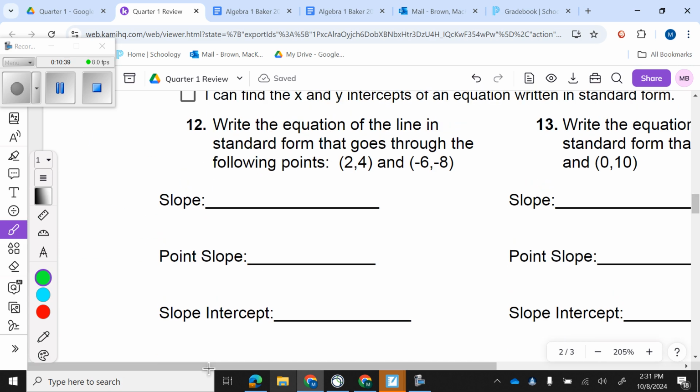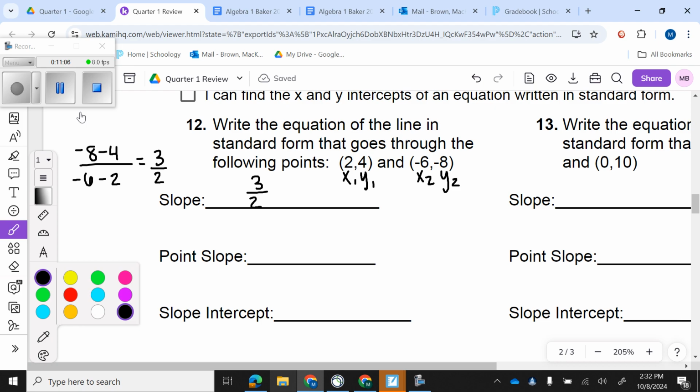Okay, on number 12, I have to find the slope. First thing we need to do is label this x1, y1, x2, y2. I'm going to have y2 minus y1, so negative 8 minus 4 over negative 6 minus 2. When you put this in your calculator, you're going to get a slope of 3/2. So that is my slope.